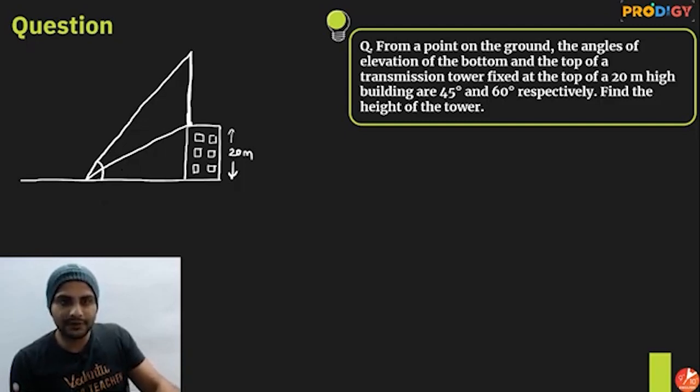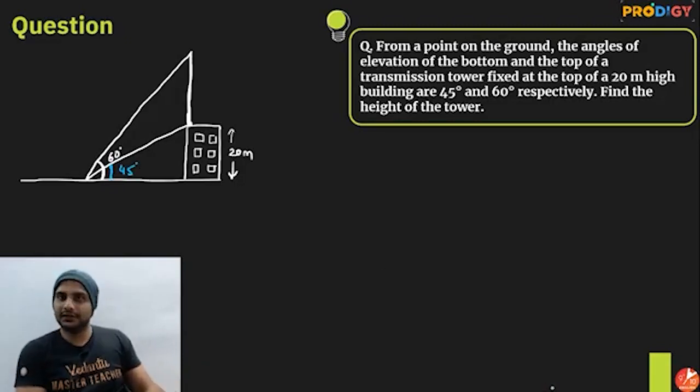This complete angle is equal to 60 degrees and this small angle is equal to 45 degrees. So we need to find out the height of the tower.